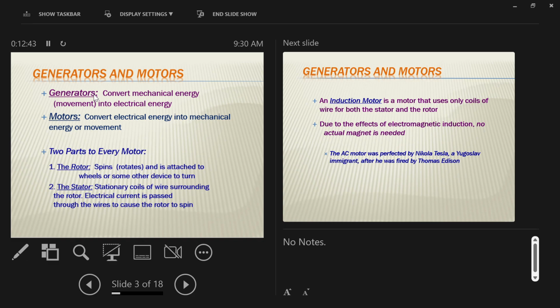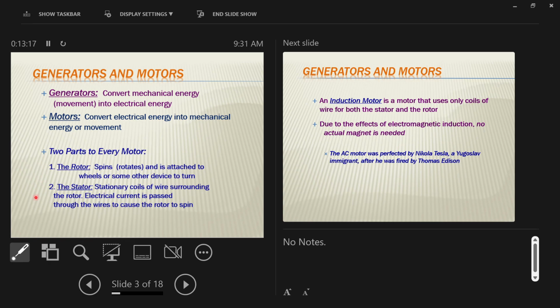All right, so you're going to have two parts to any AC motor. There's always a rotor that spins, something that rotates and is attached to either wheels or something else, a fan blade, some pulleys that raise your window up and down, right? Or move your windshield wipers back and forth. Something's got to spin. That's the mechanical energy part of it. Okay, remember, all motors take electric energy and convert it to mechanical. So something's got to move.